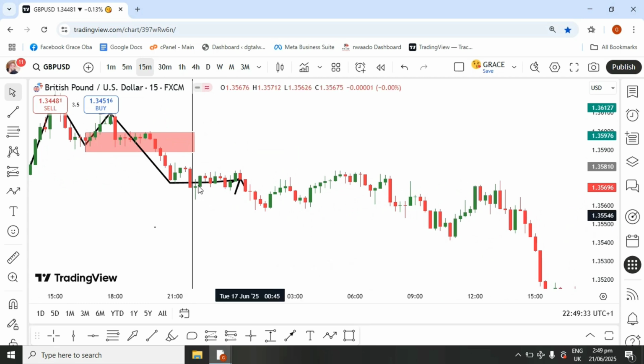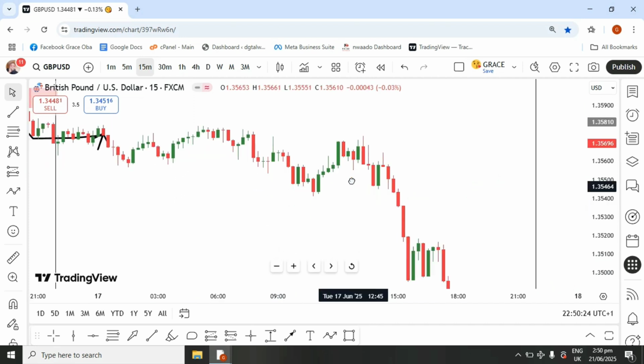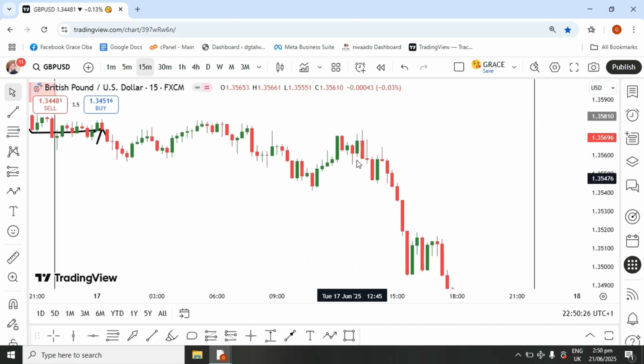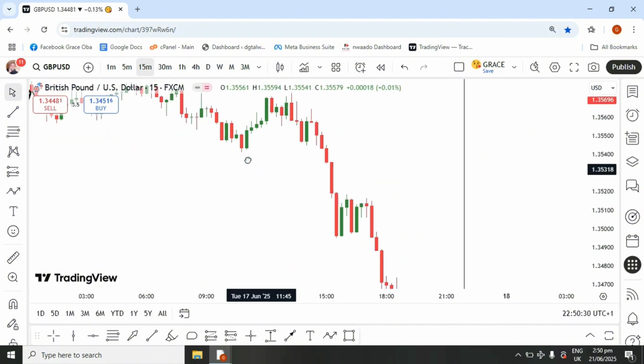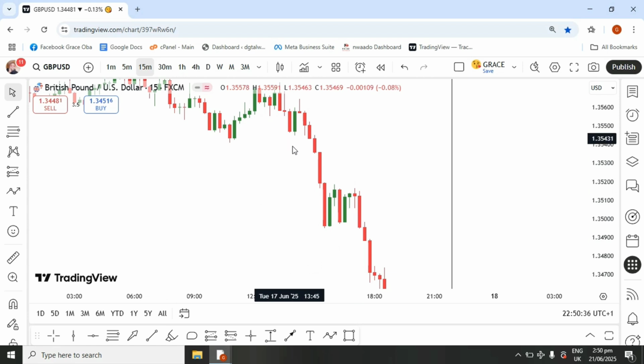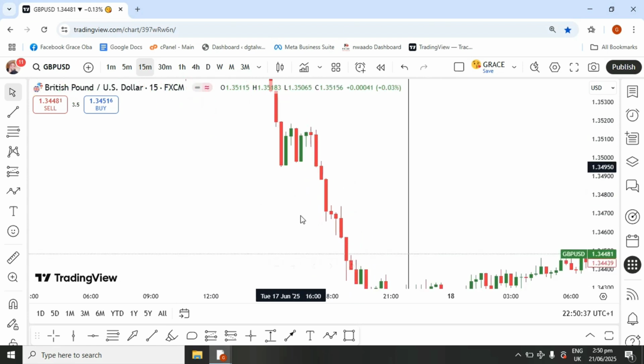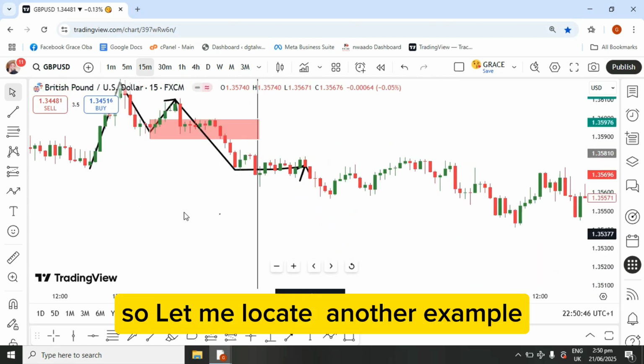Here you can see, because it started creating lower lows, that was the end of the uptrend from that mitigation block. As you can see from here, it started creating lower lows and lower highs, right? It changed direction into bearish movement and aggressively rallied down from here. So let me locate another example.